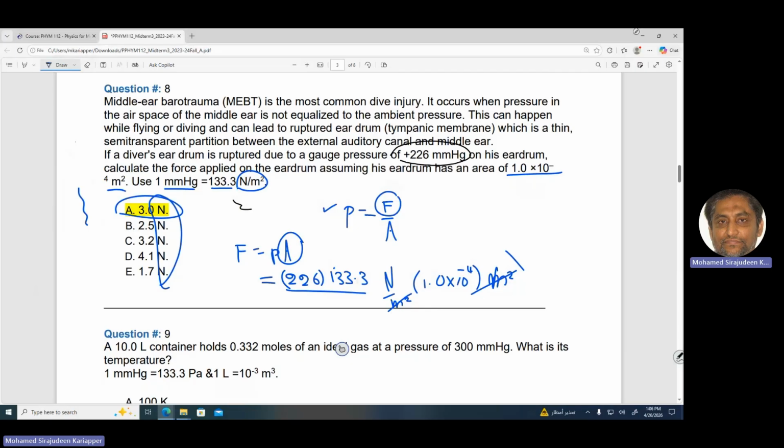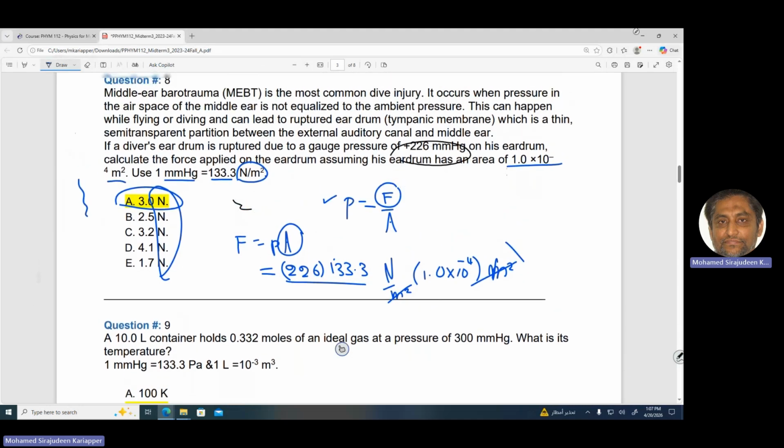Yeah, gauge pressures. No, no, because the force will be coming from the excess pressure. That means the gauge pressure. Because outside that eardrum, it is atmospheric pressure. Excess pressure, yeah. Because like divers, when they go into the ocean, the pressure can be greater than the inside pressure. So the difference in the pressure is this 226 millimeter mercury. Right. So that's easy, right?